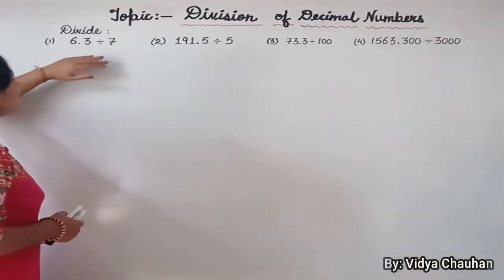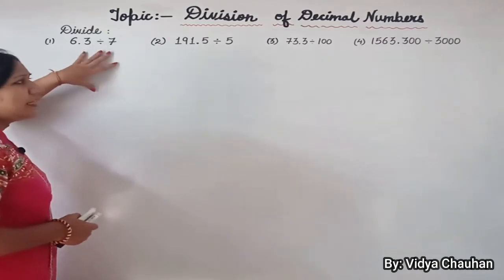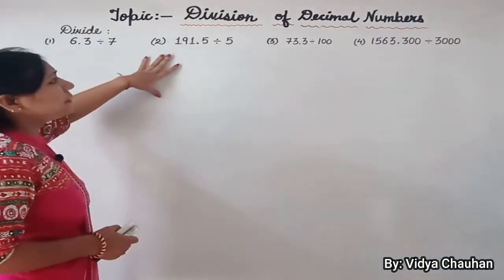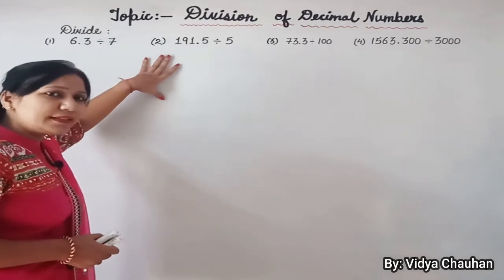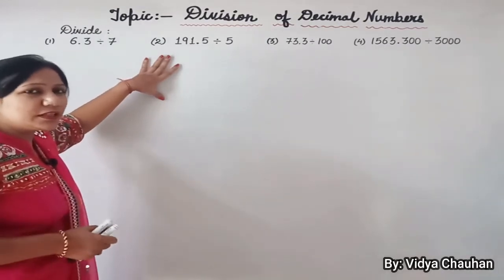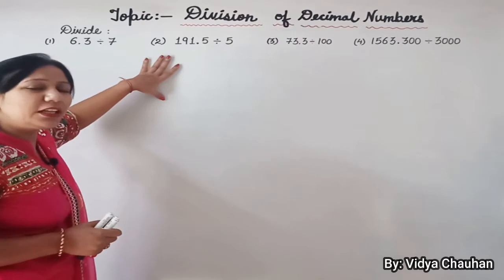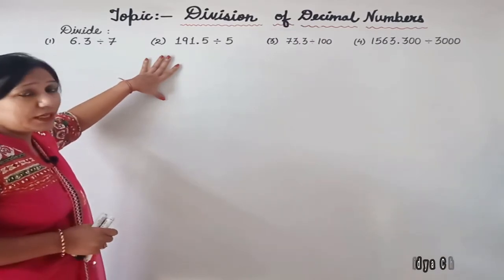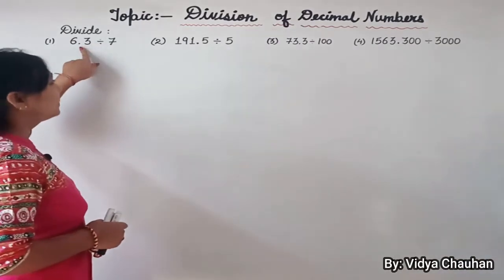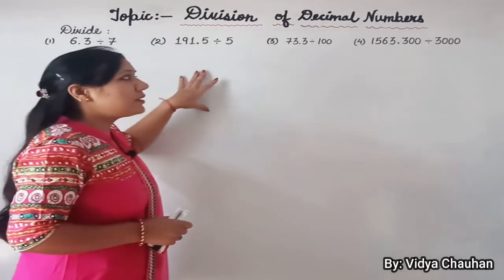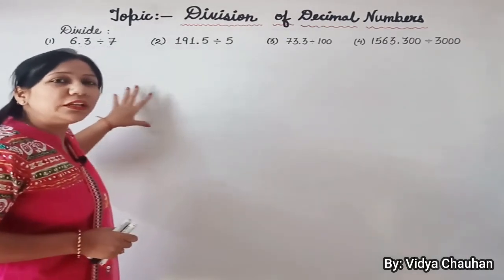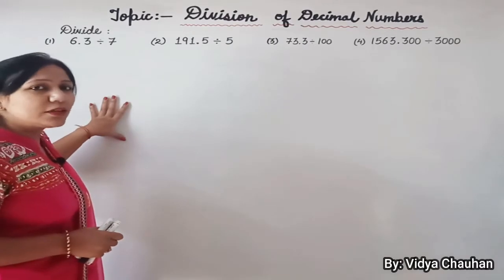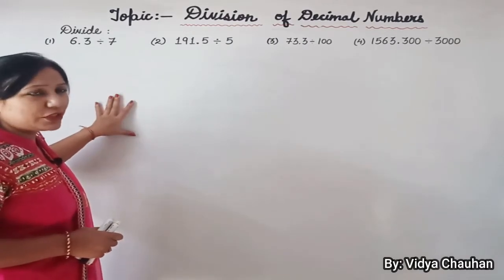So let's start dividing the numbers. Once again, I'll say that the division of these numbers will be the same as that of multiplication, addition, subtraction of whole numbers. Just like that, you have to divide also, but taking care of the decimal. So let us see what is the role of decimal place values here in this operation, division.